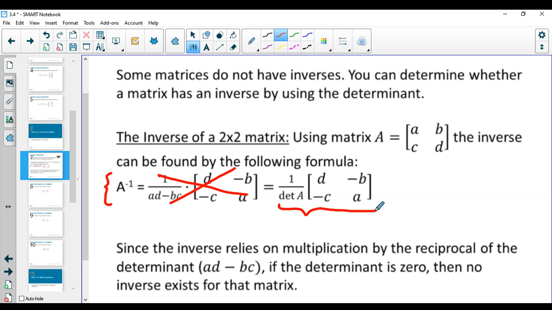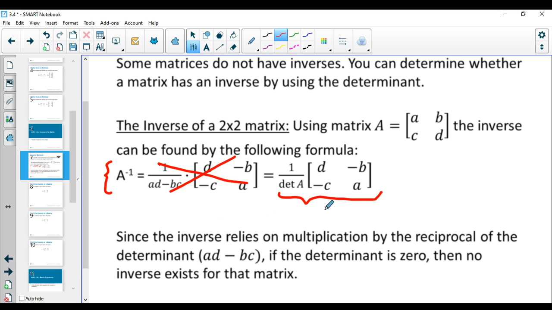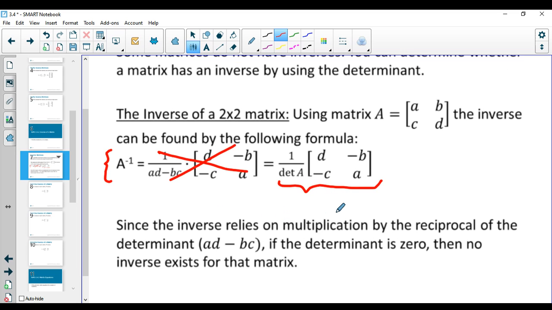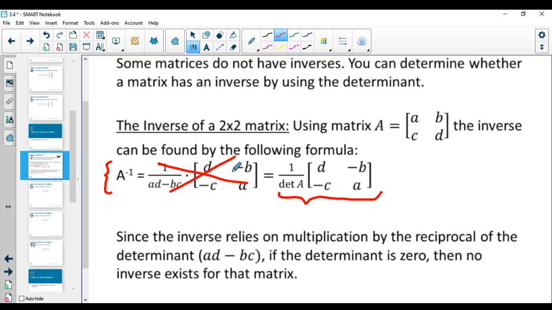So some matrices do not have inverses, right? The one that would not let us have an inverse is if the determinant of the matrix was 0, because then here we would be dividing by 0, which we can't have, right? And I'll just give a second for us to write these on. So essentially to find the inverse, you find the determinant, and then you multiply the matrix by the reciprocal of the determinant. But what you do to the matrix is you flip A and D and then make B and C negative.